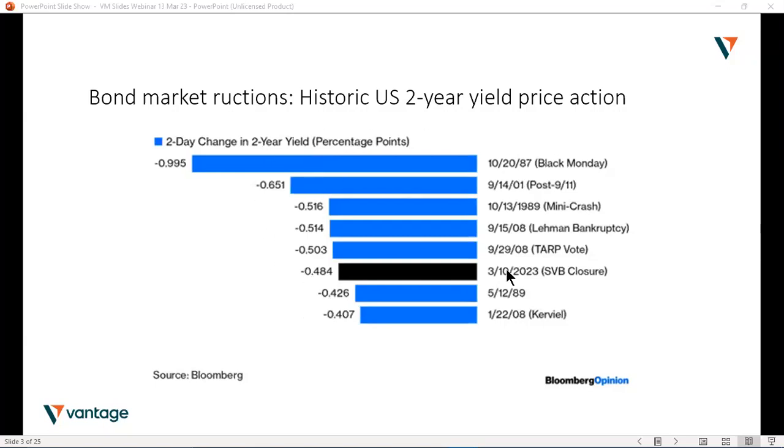You can see on this chart here from Bloomberg some of the other historic days where we've seen bigger drops, and they are basically in the 08 GFC crisis and then Black Monday post 9/11. So you get a guide of how big some of these moves are. That's in the 2-year Treasury yield, which maps Fed funds rate most closely.